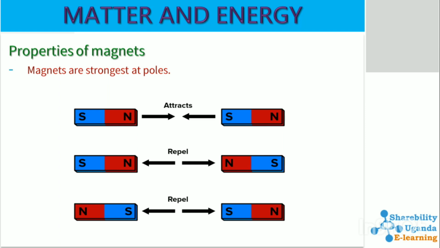We find that magnets have two poles, the south and the north pole. Magnets are strongest at these poles, at the south and the north pole. Remember, unlike poles attract and like poles repel. For example, as in the diagram, north will attract south pole, but north and north will repel, and also south and south poles will repel each other.